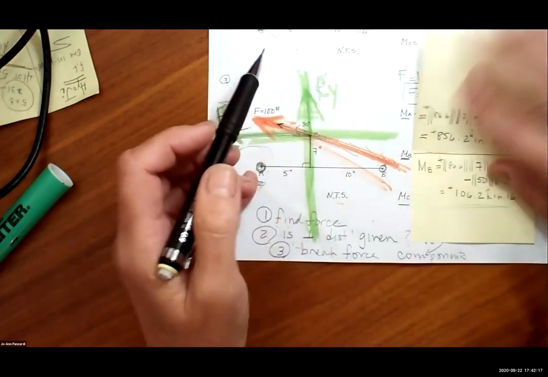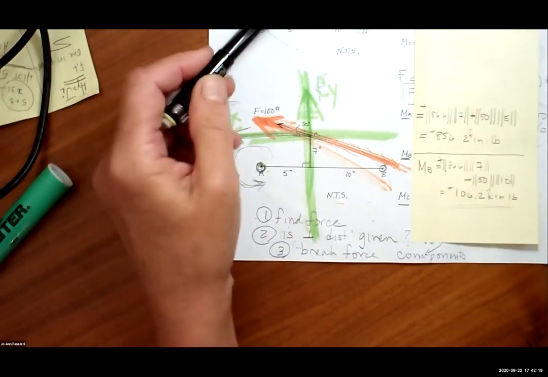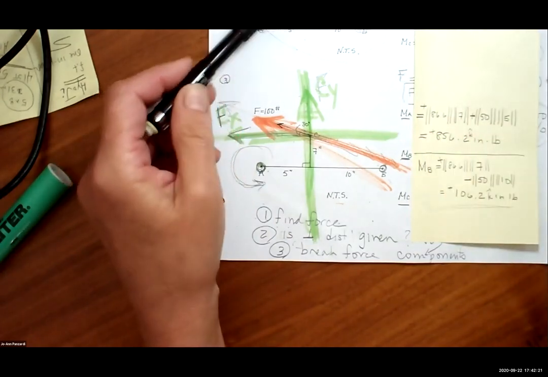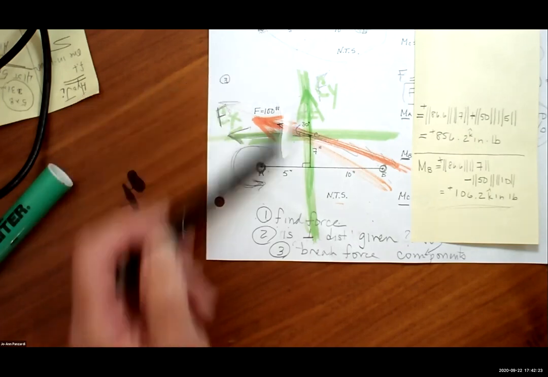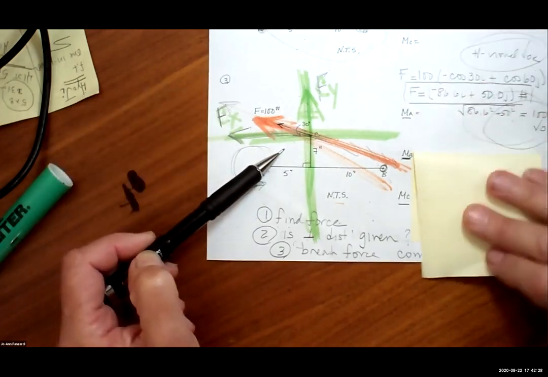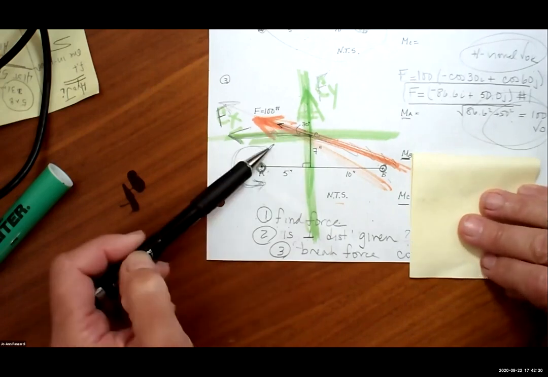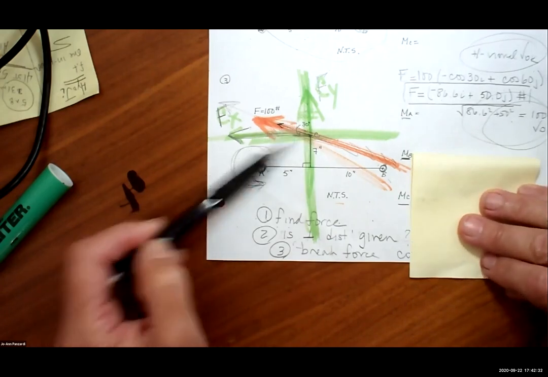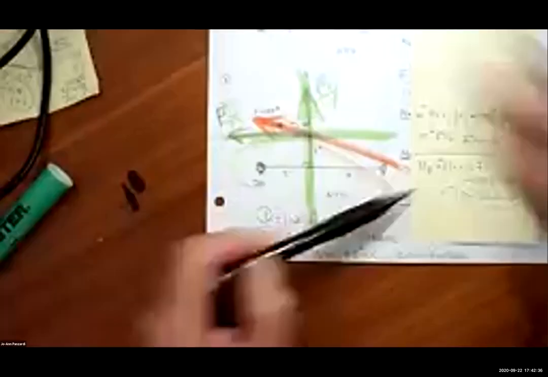Thank you. So everybody got it? Look at the force. If you're given the perpendicular distance, you solve for the moment. If you're given a force and you're not given the perpendicular distance, then you break the force up into components the way we know, and then you look for the perpendicular distance.